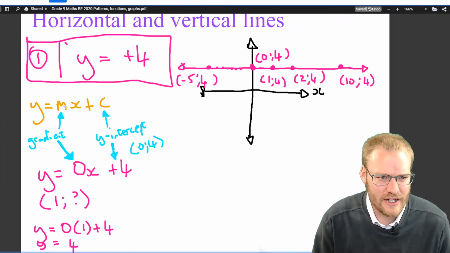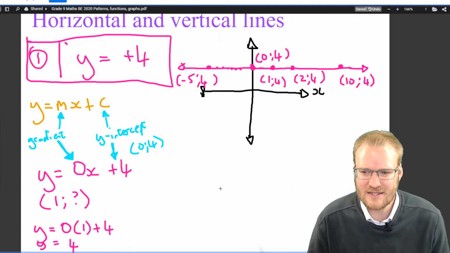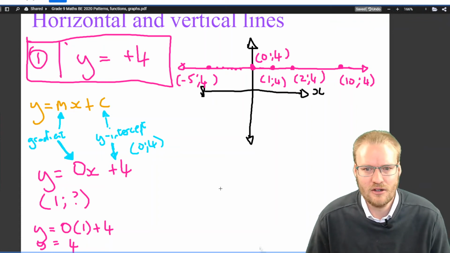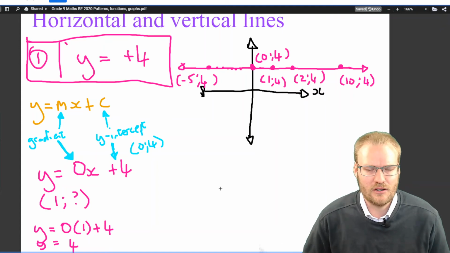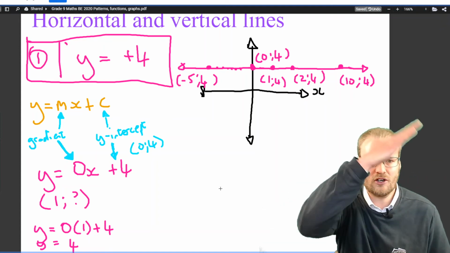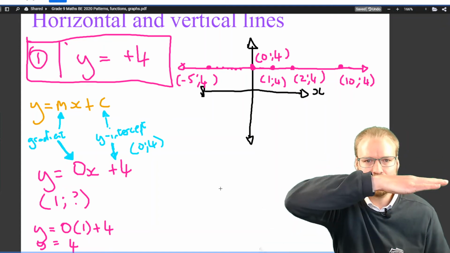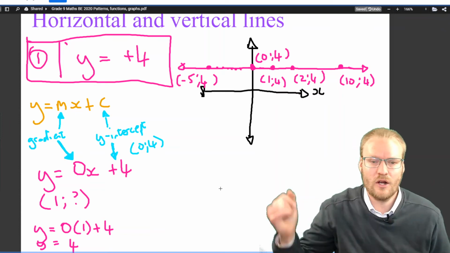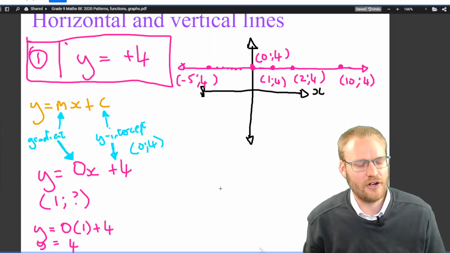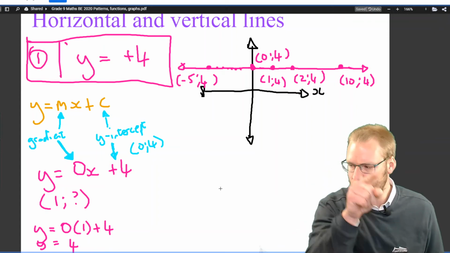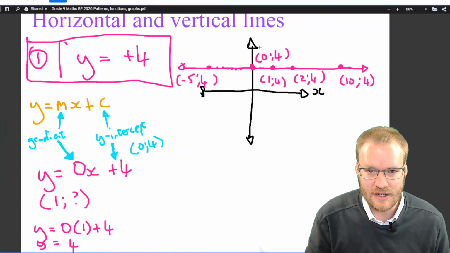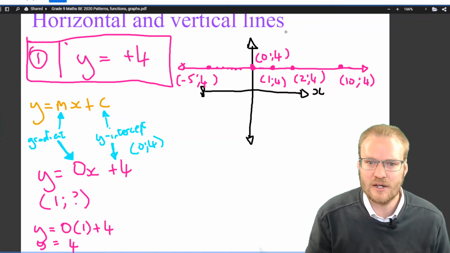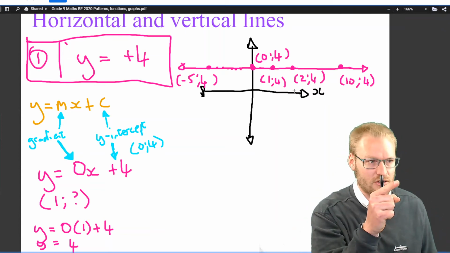Now let's interpret. Our gradient we said was 0. Why does it make sense to say that our gradient is 0? Well, gradient is how steep the line is. Does this have any steepness? Is it going up? No. Is it going down? No. So it's gradient 0. What about another way of looking at gradient? Gradient is, for every one step you go across, how far up do you go? Well, for every one step you go across here, you don't go up or down at all. So gradient's 0, because for every one you go across, you don't go up or down.